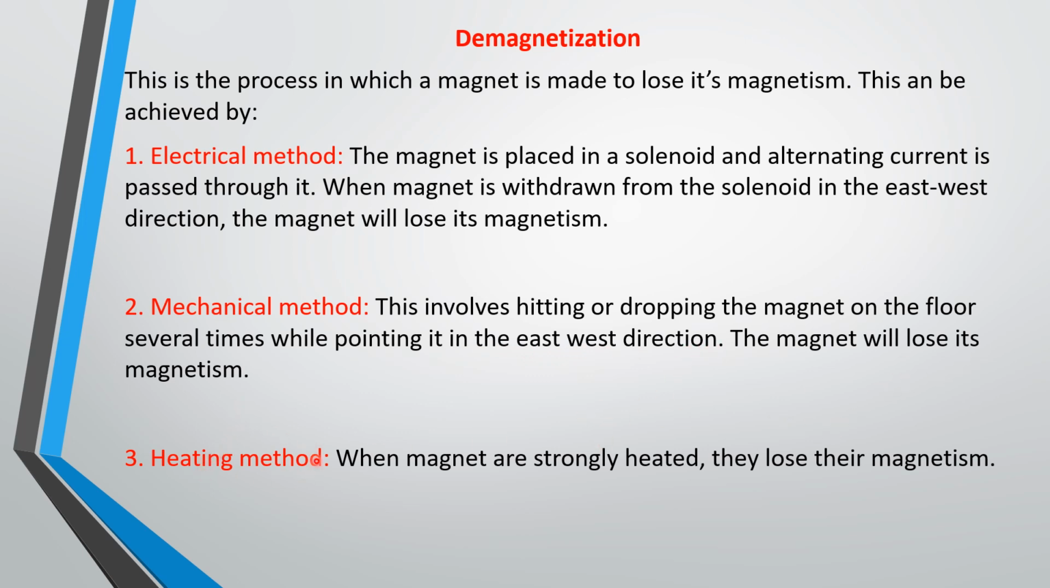Another one is the heating method. When magnets are strongly heated, they lose their magnetism. So these are the three methods of demagnetizing a magnetic substance. Okay, these are the three methods of demagnetizing a magnetic substance. So what are the magnetic properties of iron and steel?